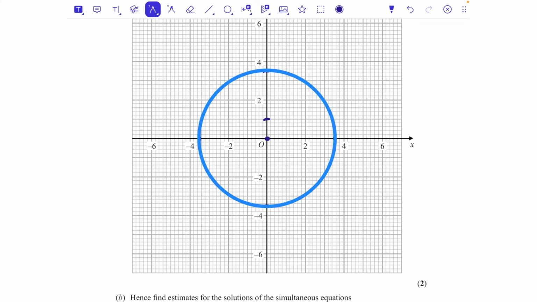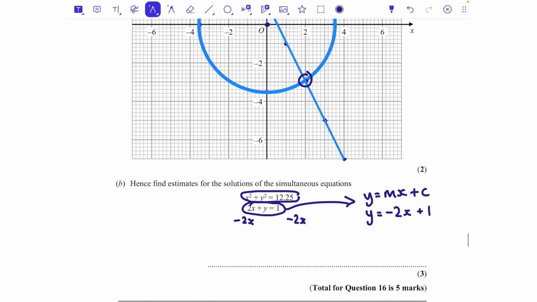So 1 across and 2 down is here. 1 across and 2 down. 1 across and 2 down. And then if we go 1 back, it's going to go 2 up, and so on. Just get your ruler and join that up. And then we're just looking where those two things cross. So we're looking at this and we're looking at this for our solutions. I really shouldn't have done it so bold, should I?